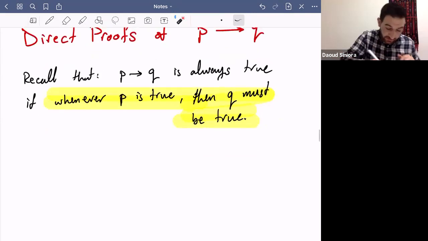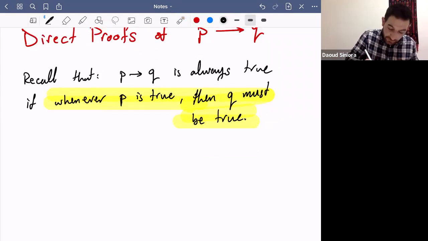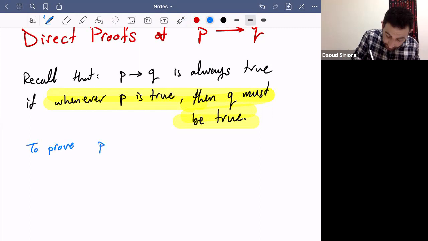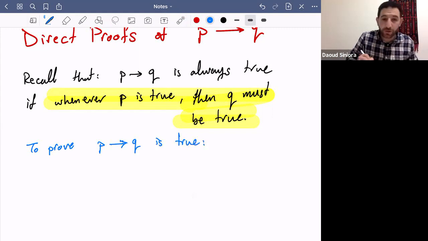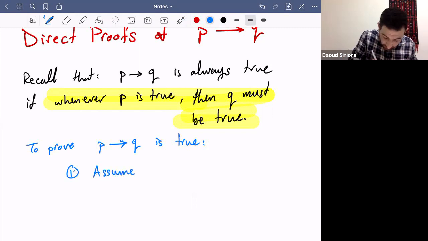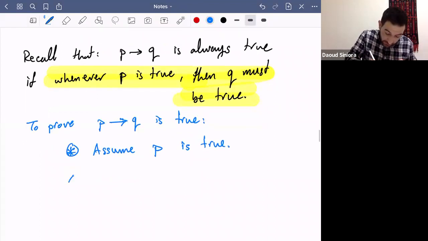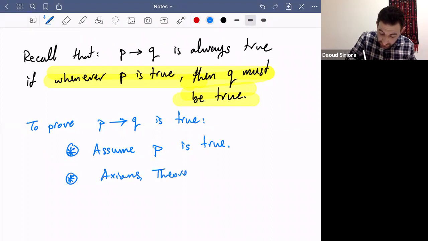So let me describe quickly what a direct proof is. To prove a statement of the form P implies Q is always true, we do the following. One, we start by assuming that the hypothesis P is true. Next, we use what we are allowed to use. We use axioms, we use previous theorems, we use rules of inference.